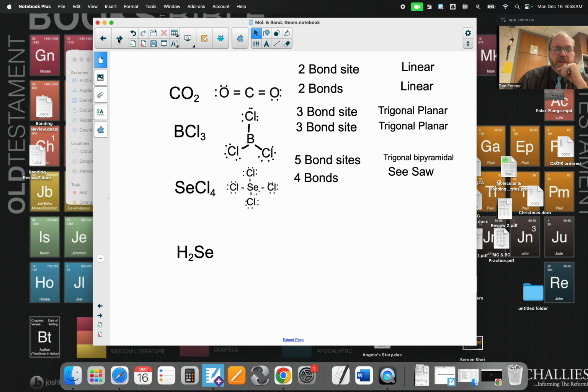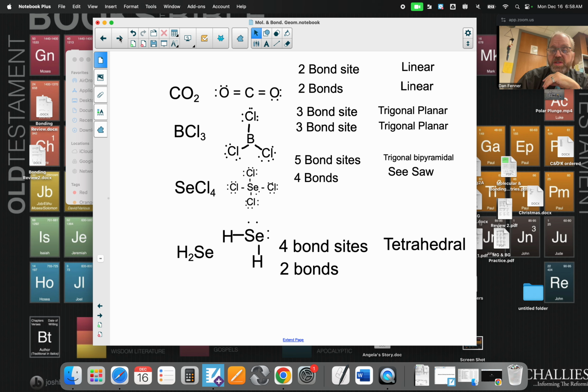All right, last one here then. H2Se. Structure looks like this. Now we have 1, 2, and then 2 unbonded electron pairs. So that's 4 bond sites. But we only have 2 bonds. So therefore the molecular geometry, 4, remember the boxes that drop? Tetris, tetrahedral. And it's not a straight line, rather it's bent for the bonding geometry.